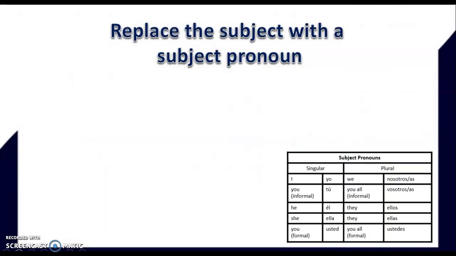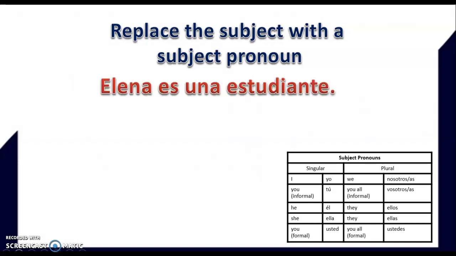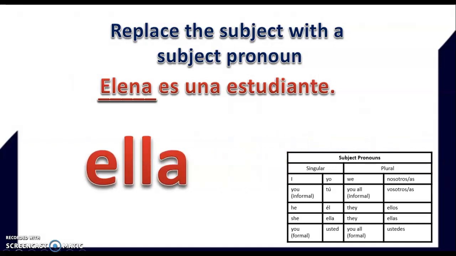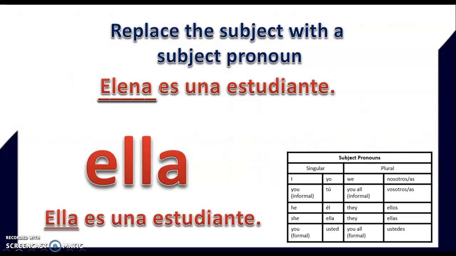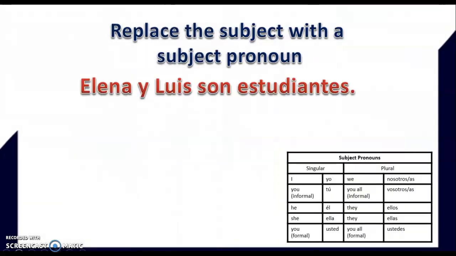Now let's replace the subject with a subject pronoun. So let's look at this sentence. Elena es una estudiante. And let's replace the subject with a pronoun. We want to replace Elena with a pronoun. What would we use? We would use ella, because she is a student. Ella es una estudiante.